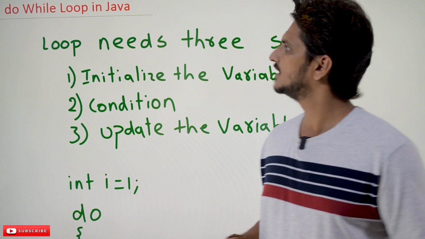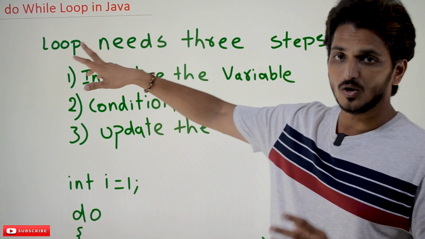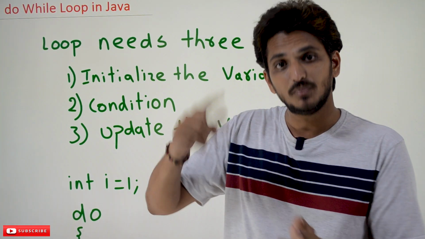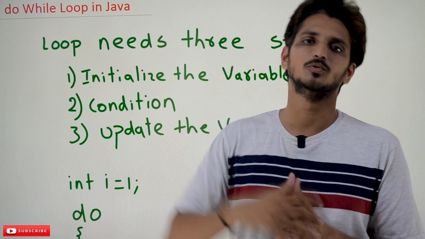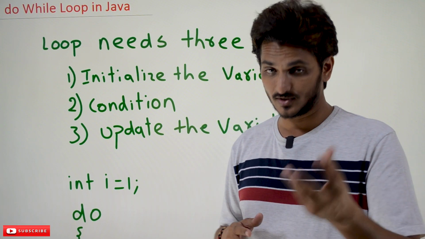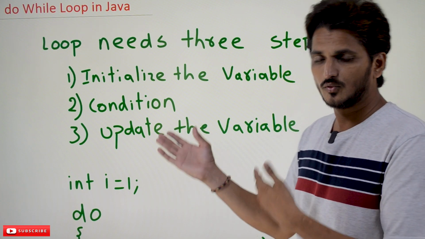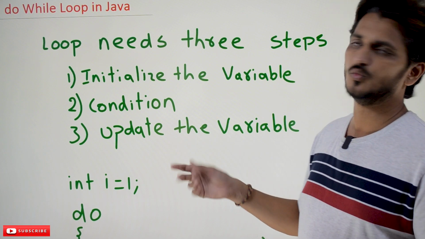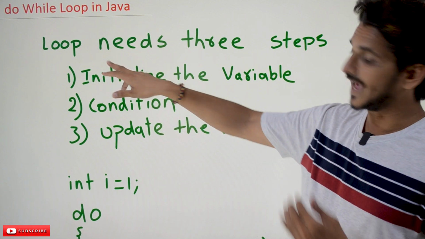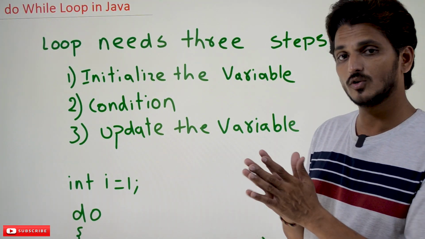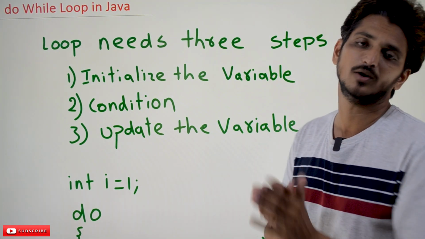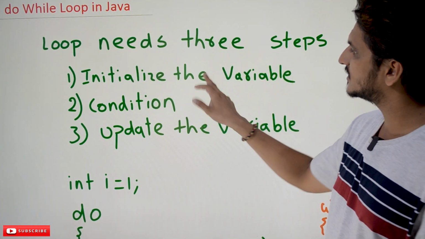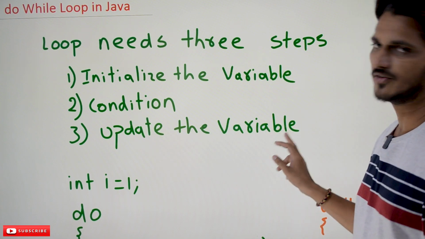Coming to today's class, just refresh the concepts. A loop is used if you want to execute a block of code repeatedly, multiple times. Similarly, the do-while loop is also used to execute a block of code multiple times. First we are going to understand the execution flow of the do-while loop, then we are going to understand the difference between while loop and do-while loop. So the first condition: a loop needs three steps: initialize the variable, condition, then update the variable.